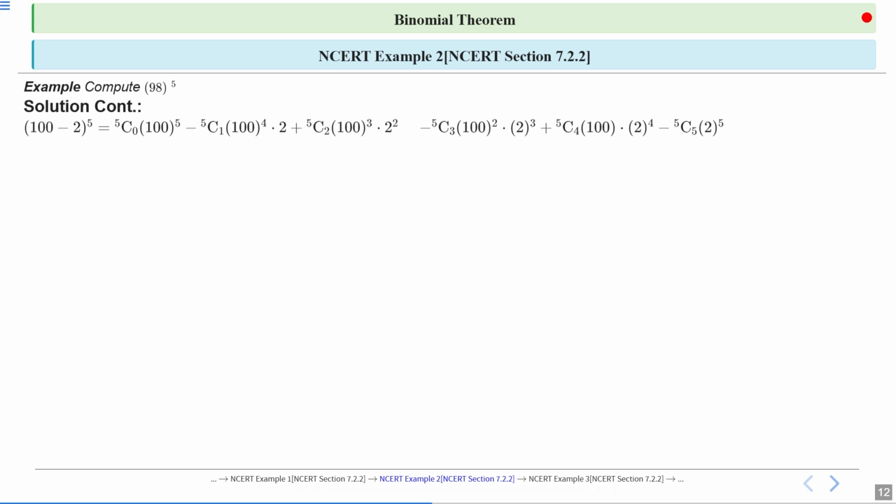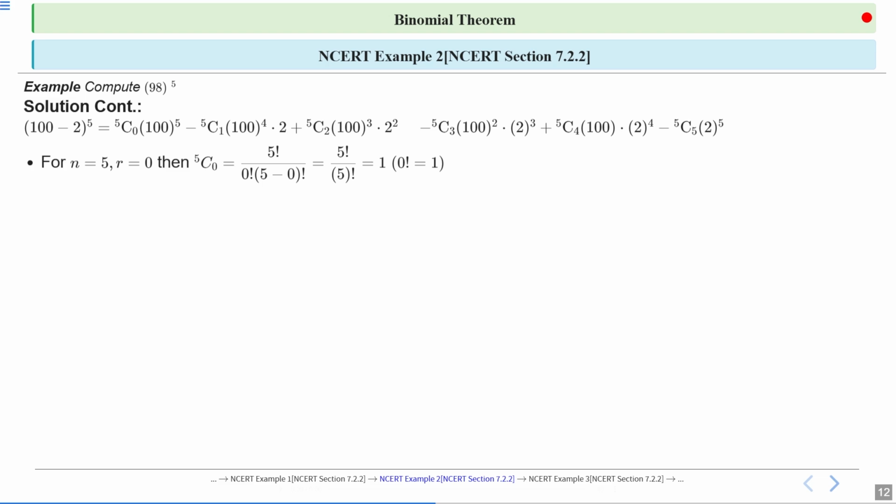This is equal to 5C0 100 to the power 5 minus 5C1 100 to the power 4 into 2 plus 5C2 100 to the power 3 into 2 squared minus dot dot dot, minus 5C5 2 to the power 5. Okay, so this is the expanded form of (100 minus 2) whole to the power 5.